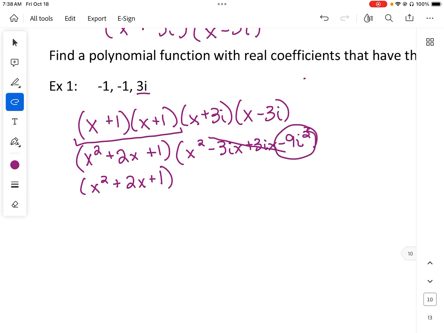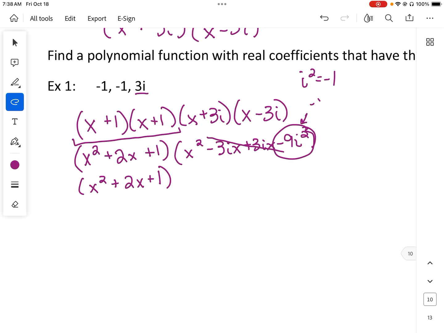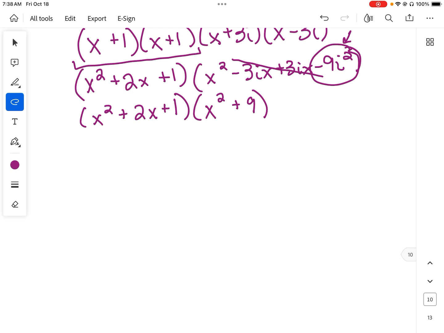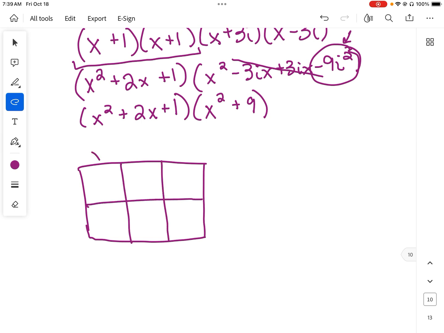And then also remember that i squared equals negative 1. So this is going to be negative 9 times negative 1, which we can change to positive 9. So our second factor, once we multiply things out, is going to be x squared plus 9. Okay, so now we have a trinomial multiplied by a binomial. So this is where we do the box and multiply them out. X squared plus 2x plus 1 and x squared plus 9.